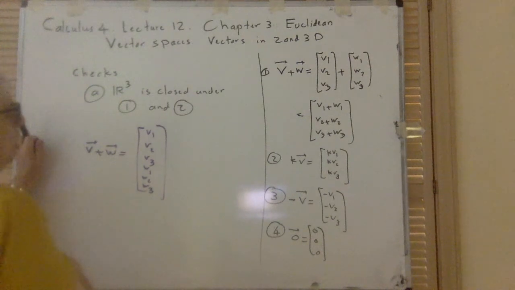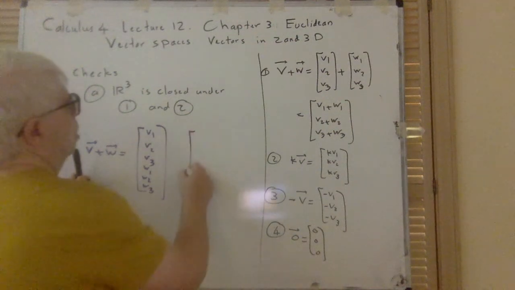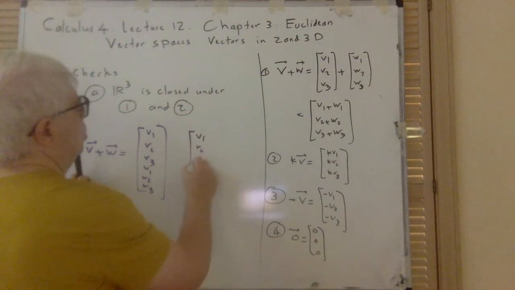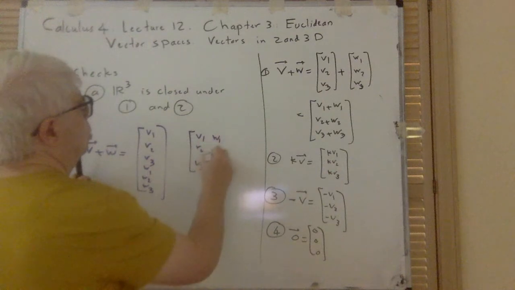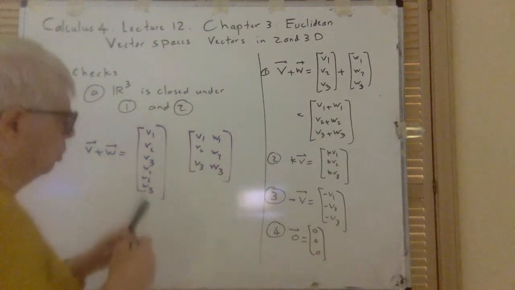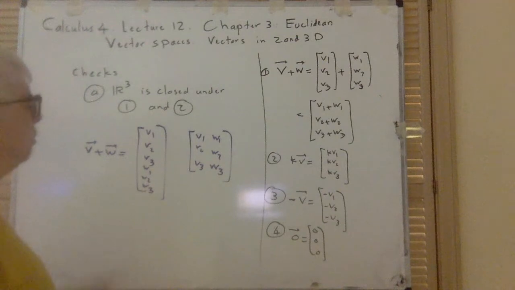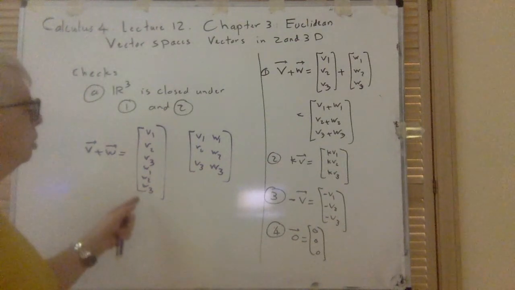Well, someone might say, no, I just want to put them like this. Or maybe just put them together like this: V1, V2, V3, and W1, W2, W3. Someone might give you these two, and they say, I don't like that. I define vector addition to be this or this, one of them.